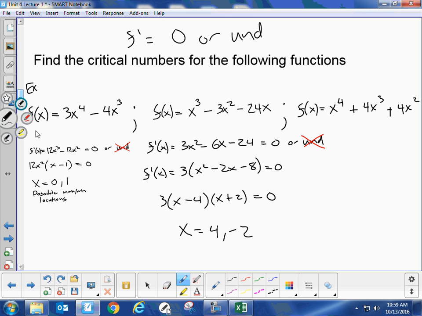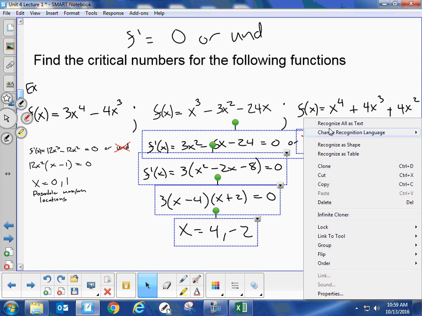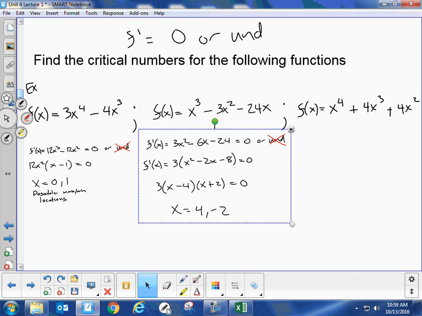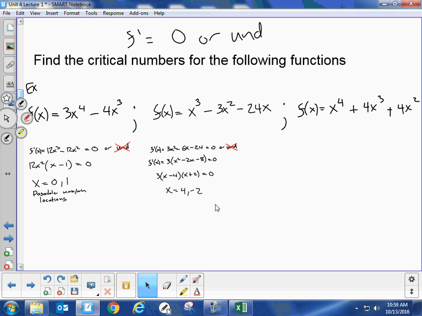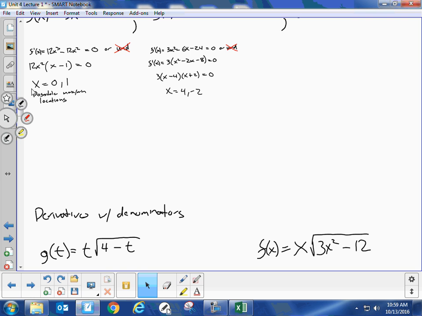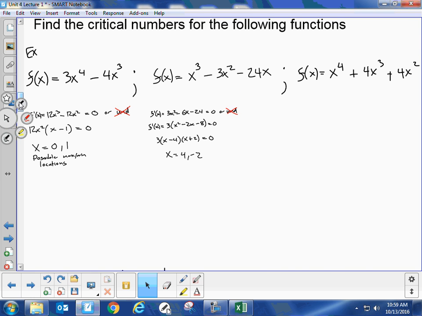Okay, do the last one as well, if you haven't done so already. Again, those are possible locations of maxes and mins. We have x to the fourth plus 4x cubed plus 4x squared. Let's make sure we do that one as well. Check your answers with the neighbor again.